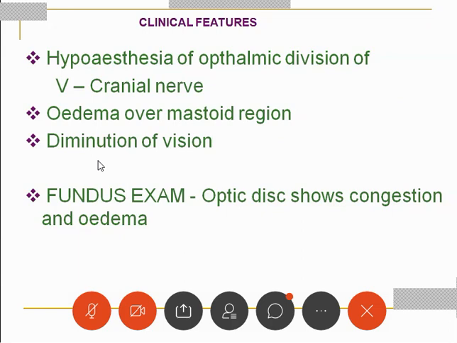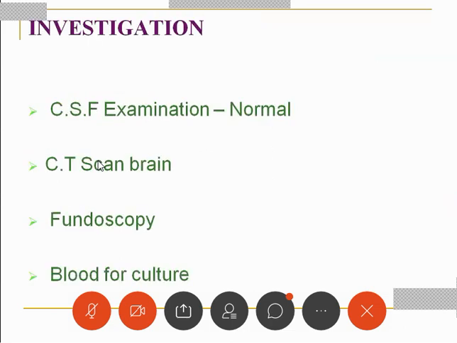Hypoesthesia of the ophthalmic division of the trigeminal nerve, the fifth cranial nerve. Edema over the mastoid region. Diminution of vision, reduced vision. Fundus examination, optic disc shows congestion and edema, as I told you, the basic reason for that. So these are the various clinical features.